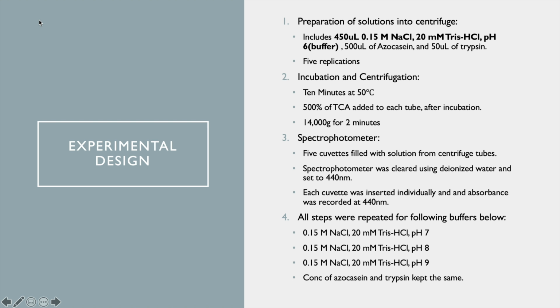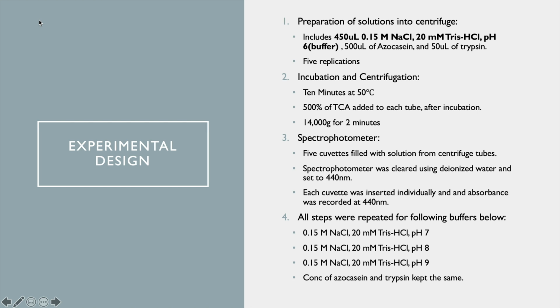So the purpose of my protocol was to test buffers at different pH levels and to examine how enzyme activity changes as it deviates from the optimal pH of 8. I first began by gathering 5 1.5 ml clean centrifuge tubes. I filled the 5 centrifuge tubes with 450 microliters of 0.15 molar sodium chloride and 20 mM Tris-HCl to achieve a buffer at pH 6. I added 500 microliters of azocasein and 50 microliters of the enzyme trypsin into each of the centrifuge tubes.